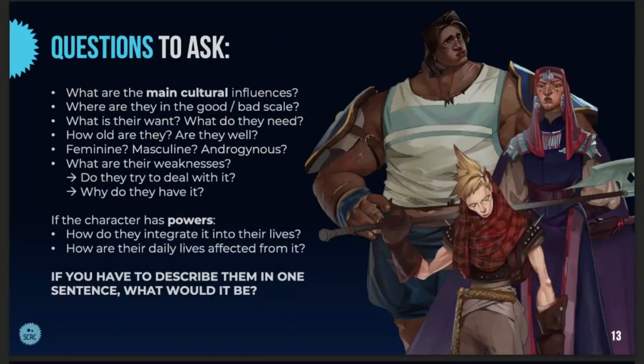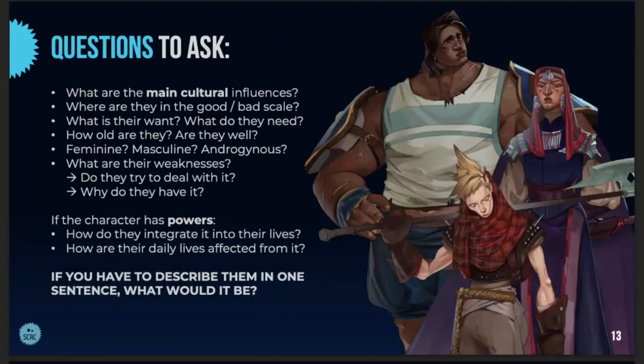And determine where they are on the good or bad scale. So a lot of you probably are very informed on this, like they're lawful good, they're lawful evil, they're neutral good, they're neutral evil, and stuff like that. So that range is very helpful when determining what your character is like. So think about that as well.